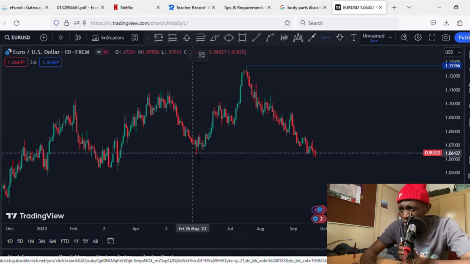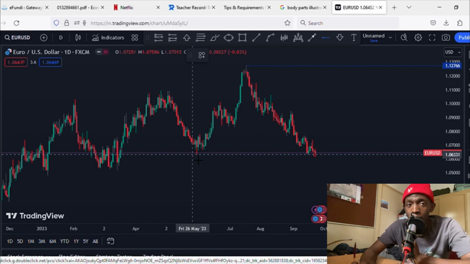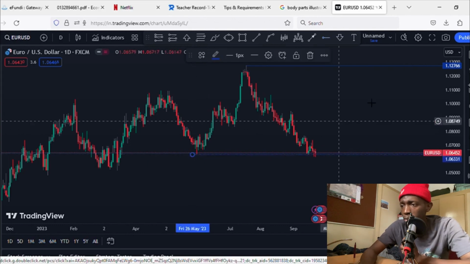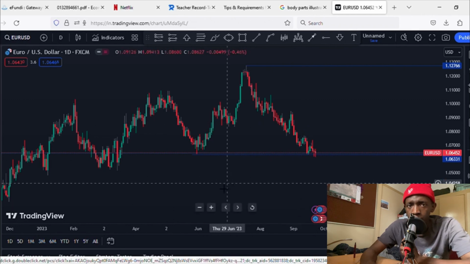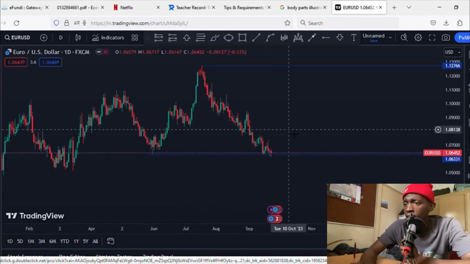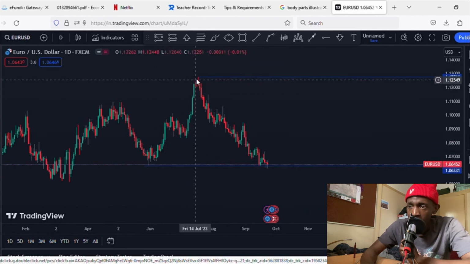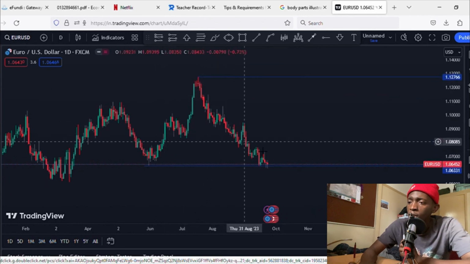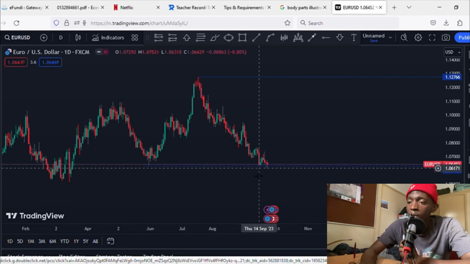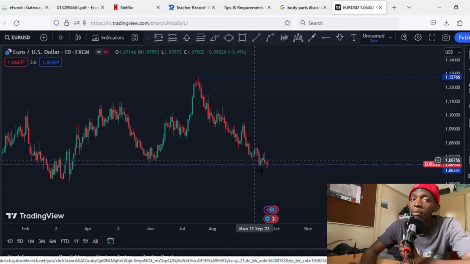Okay, it seems like the lowest low we had was from the 26th of May. So I'm just gonna put my horizontal ray there. So as you can see, we went to the upside to make this high here, and then the market came back down to test the very same low that we began going up from.